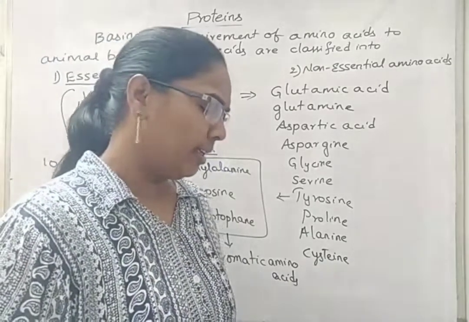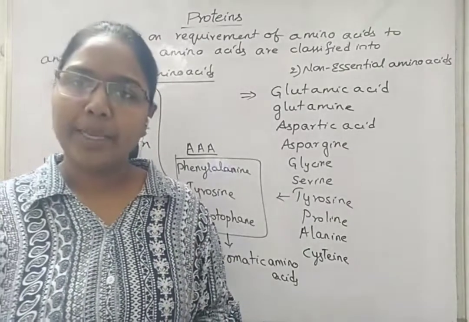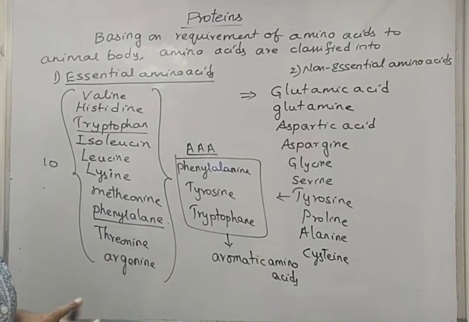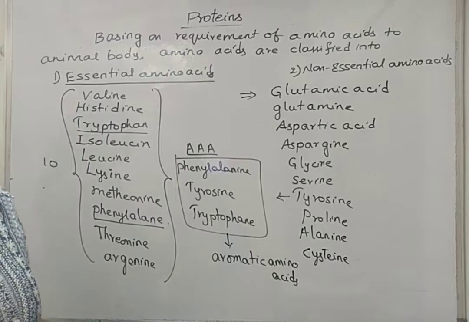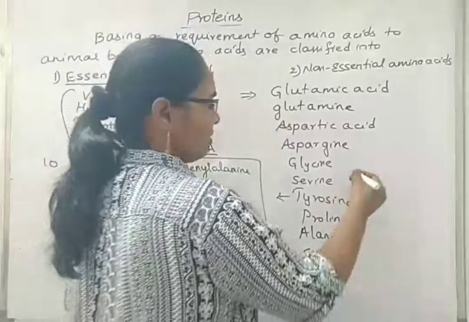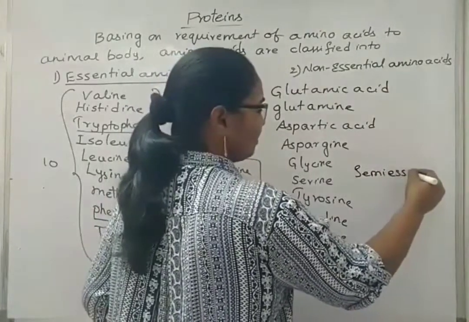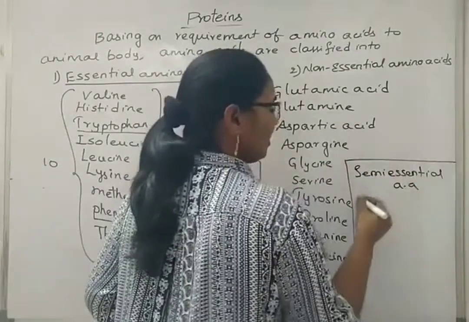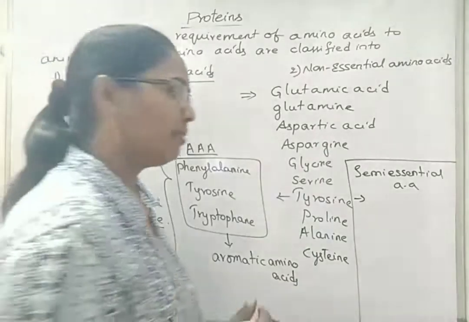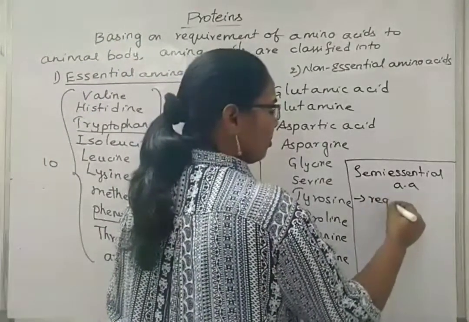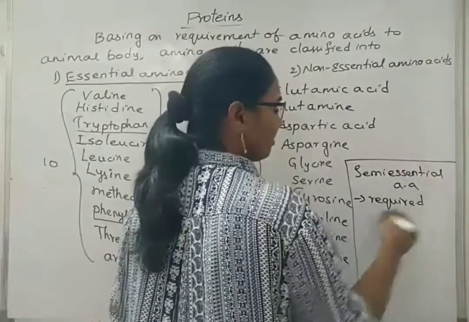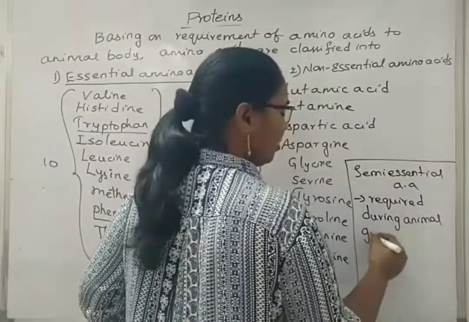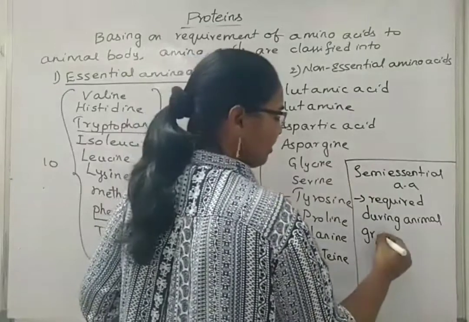One more classification we can see. There are some amino acids based on the requirement in the animal's lifetime. These are graded as semi-essential amino acids. What are these? These are required only in a few stages of the animal's lifetime, meaning only during animal growth, and also during the lactation period in females.